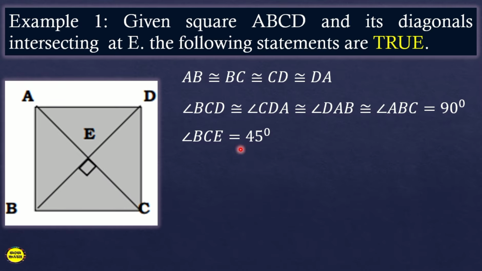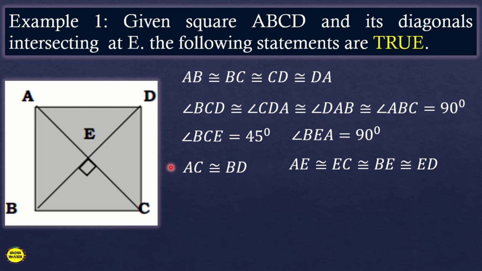Next is angle BEA. That is equal to 90 degrees daw. Yes, that is true since diagonals are perpendicular. Next is AC is congruent to BD. That is true also kasi yung diagonals ng square are congruent. Okay, so AC is congruent to BD.